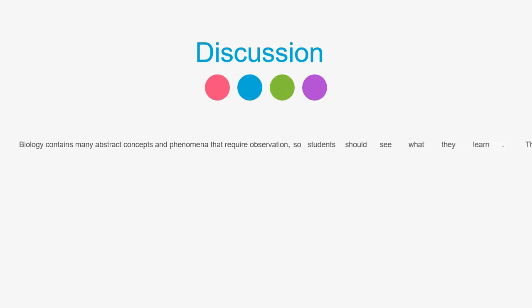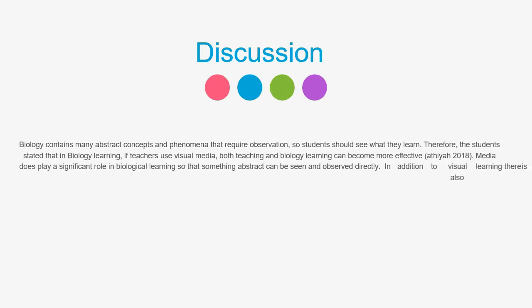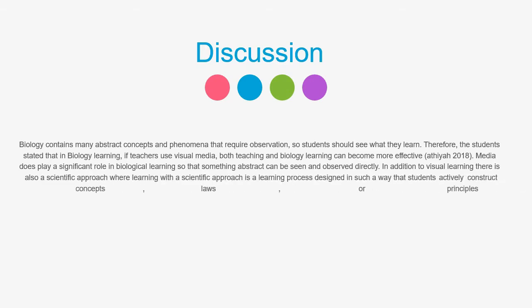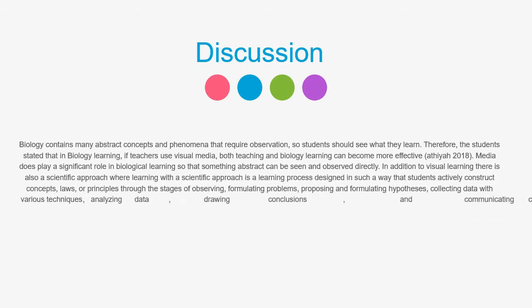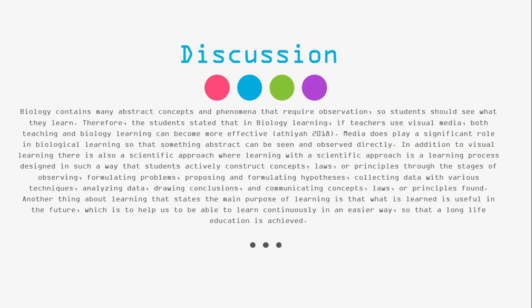The next is discussion. Biology contains many abstract concepts and phenomena that require observation, so students should see what they learn. Therefore, the students state that in biology learning, if teachers use visual media, both teaching and biology learning can become more effective. It's from Atia 2018. And media does play a significant role in biology learning, so that something abstract can be seen and observed directly.